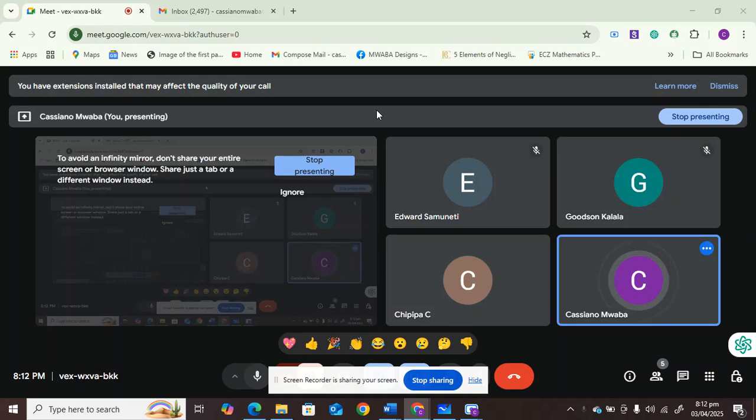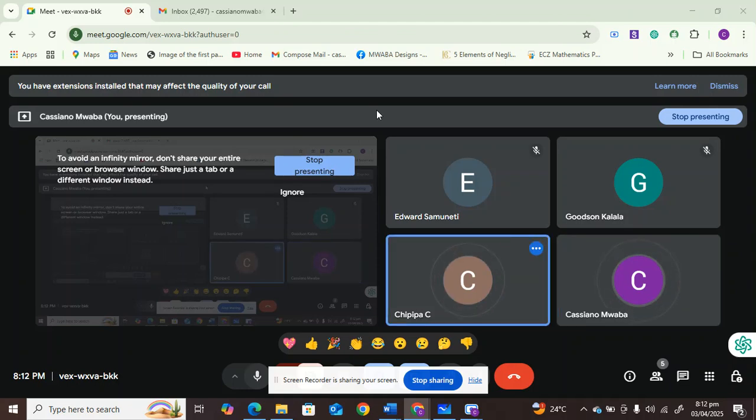The first technique that we're going to look at today is the net present value technique. This is the first appraisal technique, and it uses the concept of the time value of money.